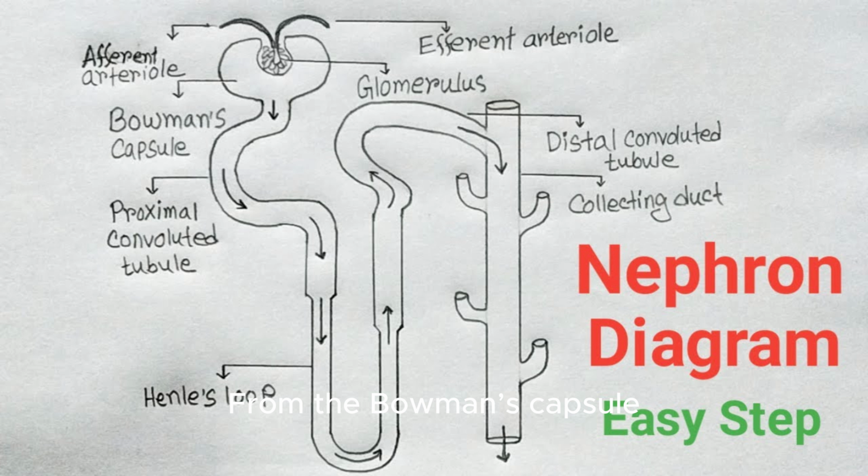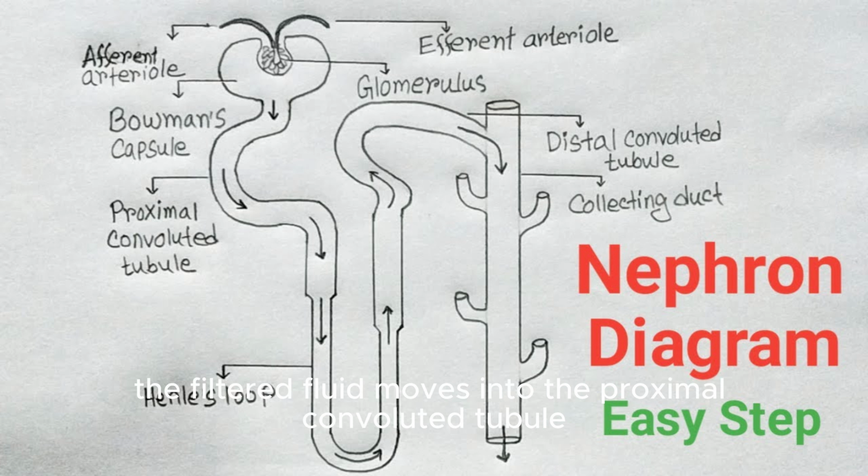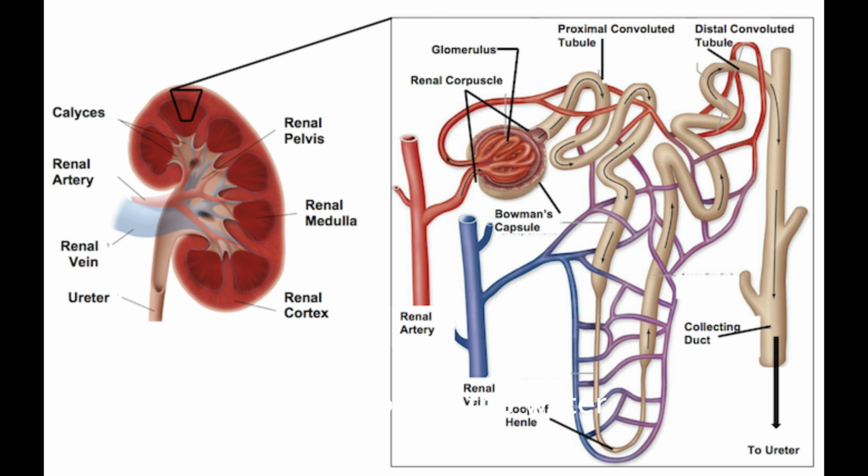From the Bowman's capsule, the filtered fluid moves into the proximal convoluted tubule. Here, most of the water, useful salts, and nutrients like glucose are reabsorbed into the blood. This step is called reabsorption, and it helps the body keep important substances.